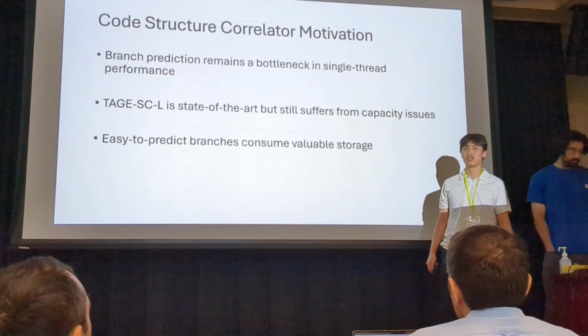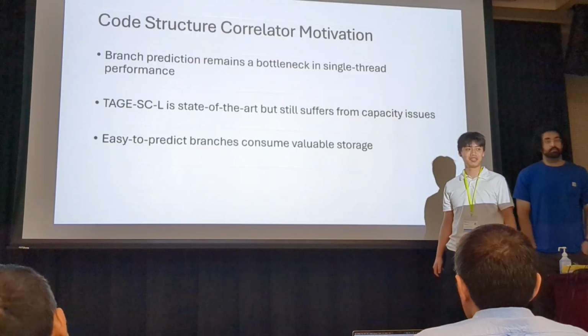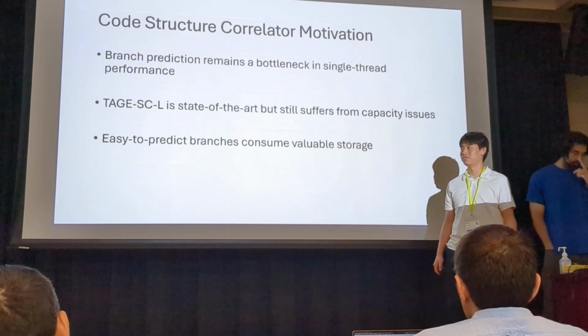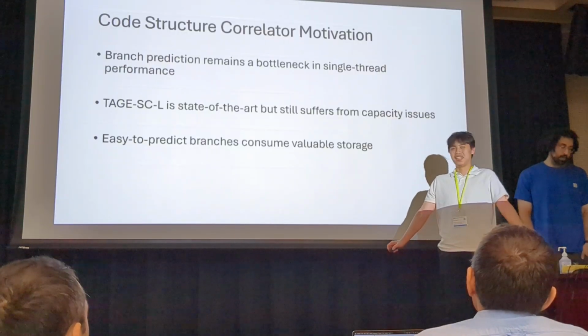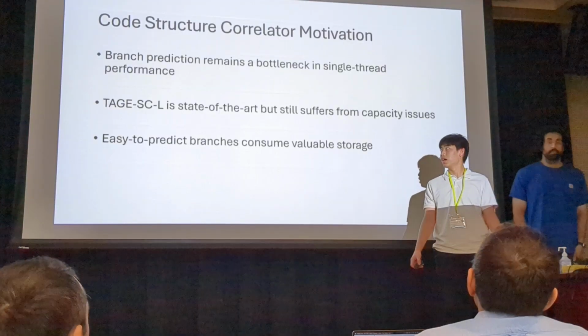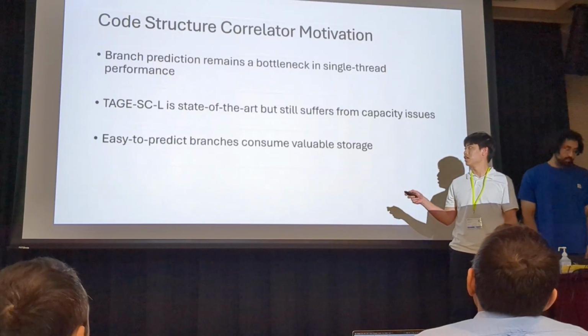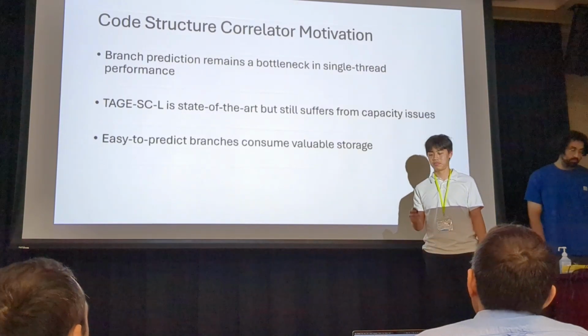So just to start with a little bit of motivation, as you all know, branch prediction remains one of the most significant bottlenecks in single-thread performance. TAGE-SC-L is state-of-the-art, but still suffers from capacity issues. And one key thing to know is easy to predict branches still consume valuable storage inside of TAGE.